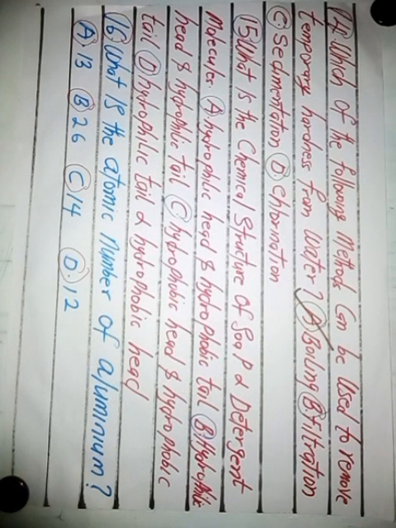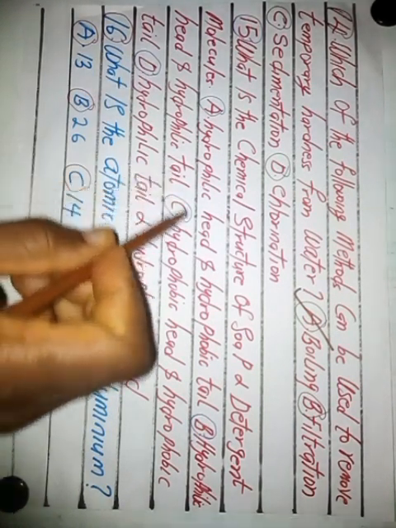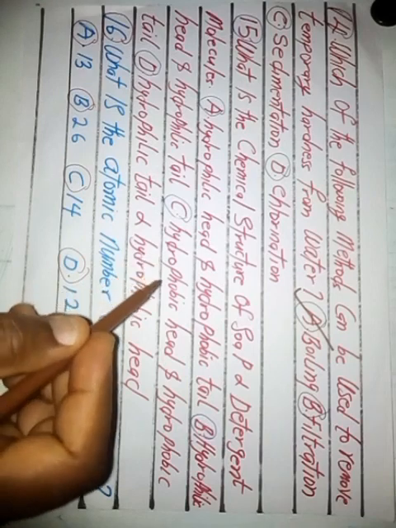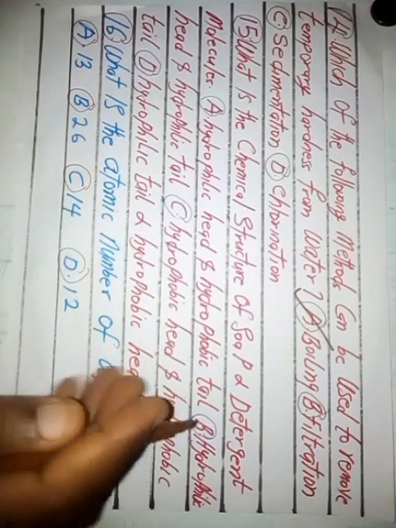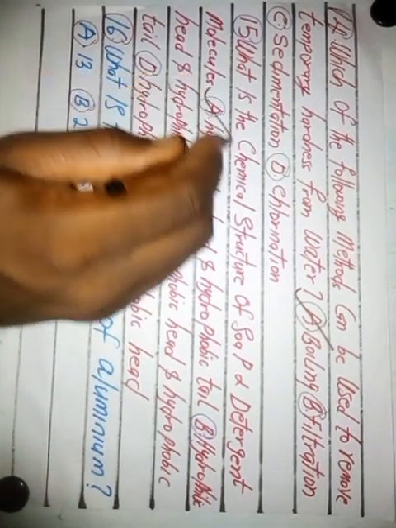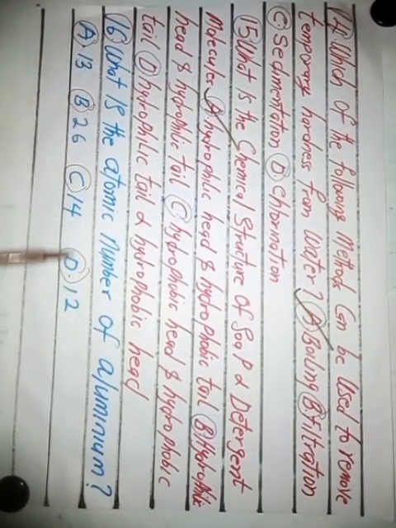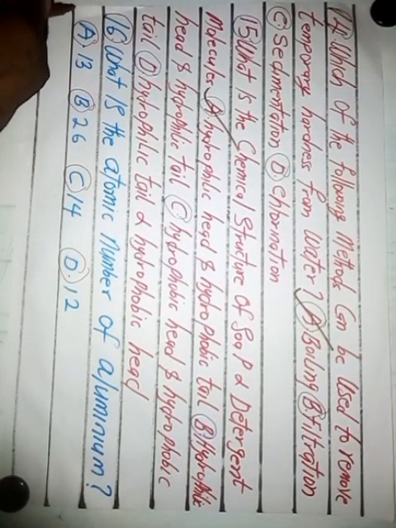So when you say hydrophilic, that is water loving, while hydrophobic, it hates water but it likes oil or grease. So these two systems, they work together to remove dirt from clothes. So your answer is A, hydrophilic head, that goes into the water, while the hydrophobic tail dissolves the oil. So your answer is A. What is the atomic number of aluminium? Aluminium is 13.